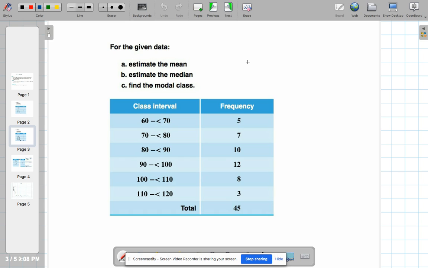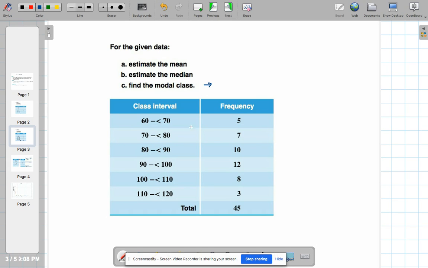Hi everybody, in this video we're going to look at finding the mean, median and modal class for data in groups. So with this one I'll start off with a thing called the modal class. Now the modal class is the group that has the most or the highest frequency, the most entries if you like.